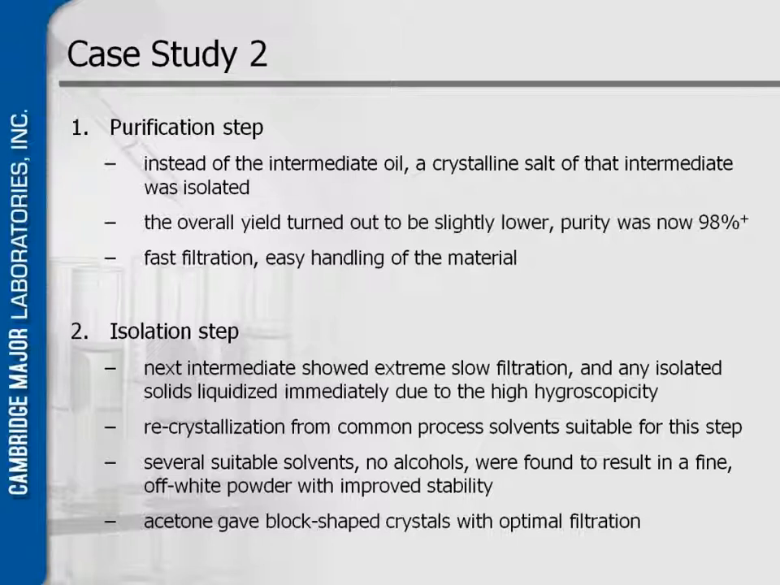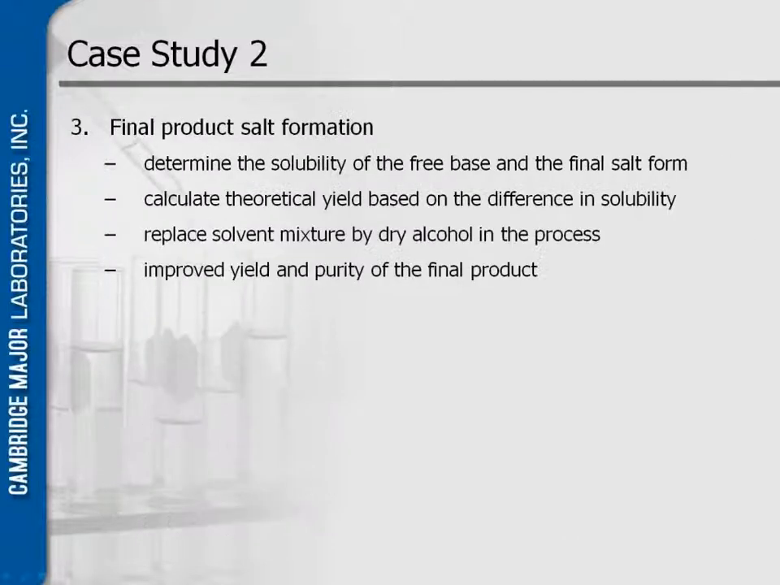The chemistry was okay, but also the form that you get afterwards was okay. Finally, the final product, the salt formation itself, was produced from dioxane, and it was actually not possible to do a good crystallization from that. So we looked at which solvent you could use when you have a dry alcohol in the process. Then you can still steer on the yield and the purity of your final product.